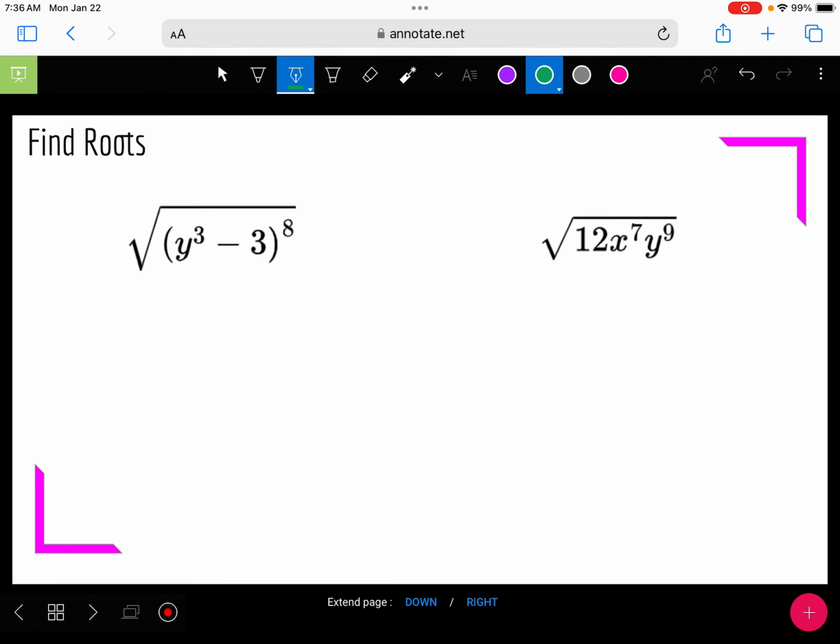Questions on these two? Because you'll know it's going to get a little crazier. Okay. Next set. Slightly different.